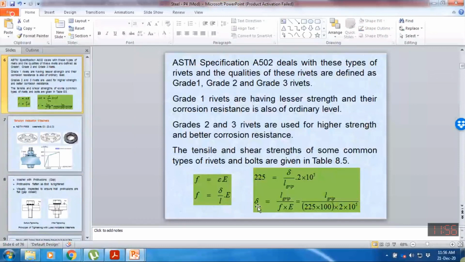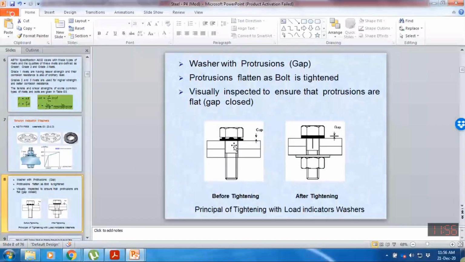If the total thickness is equal to 3 millimeter, and I want to produce this much strain value or delta value in order to obtain pre-tensioning.